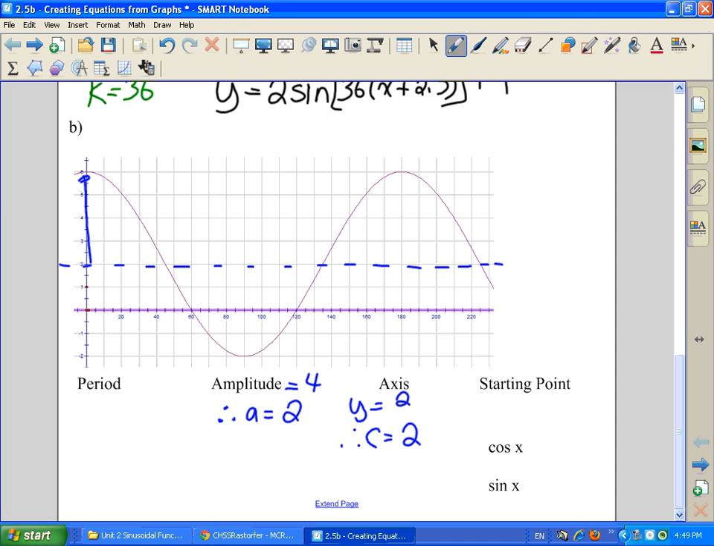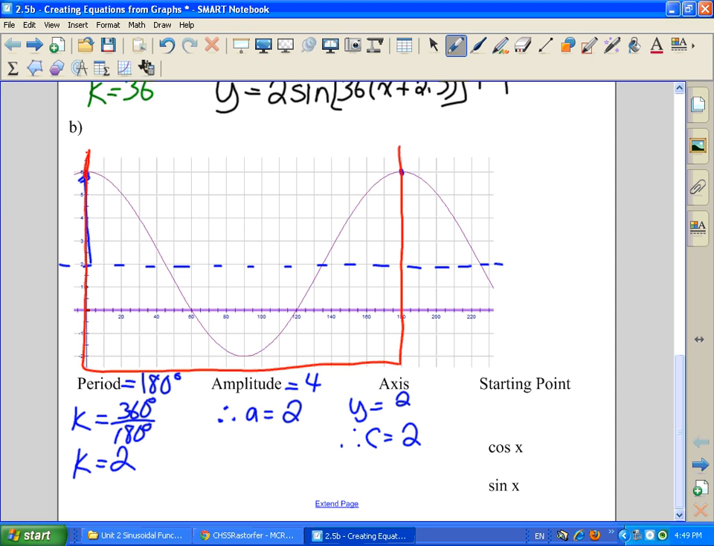Now, what's the time it takes to get from a maximum to a maximum? Your period is looking like it's 180. So period equals 180. To find k, that equals 360 degrees divided by your period of 180 degrees. So k equals 2. All right, so far those three stay consistent. Then we have to look at our starting point. So let's start with our cosine. We're going to start here. I'm just going to box it out for you so it's easier to see.